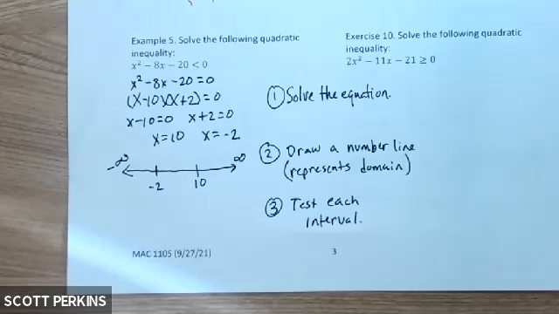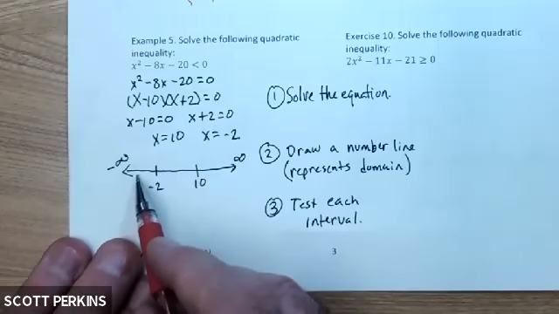And what I mean by test each interval is I'm just going to pick a number in each of those three intervals. I'm going to plug it back into my quadratic, and I'm going to ask, did I get a positive value or a negative value? I don't even care what the value is. I just want to know, is it above the x-axis or is it below the x-axis? That is it. That's the only information I care about.